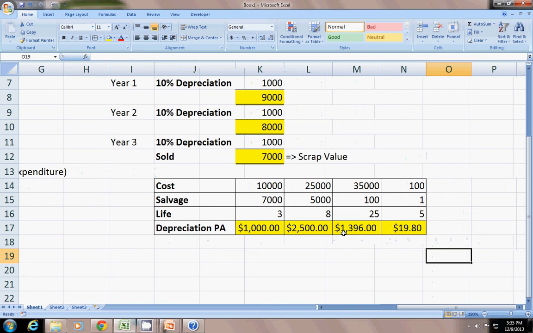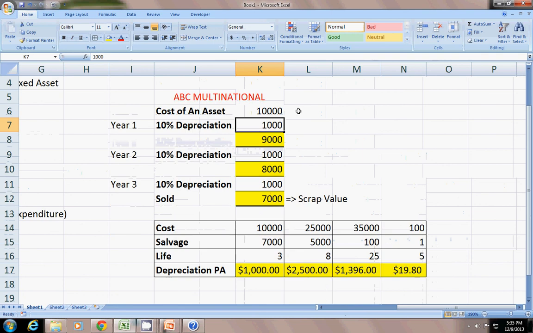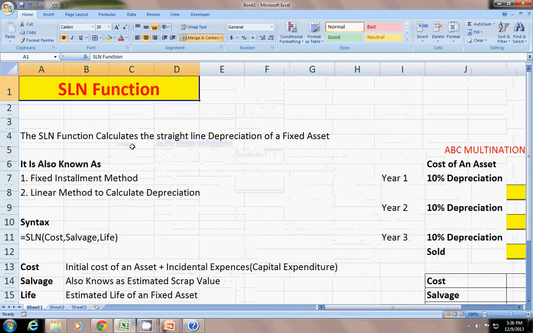19.80. It is a powerful tool. Rather than calculating this much, you can just see we can charge this much depreciation per annum. When you get the cost of an asset and then the estimated scrap value, then you can get this. So this is how you can calculate with the SLN function. It is a very powerful tool required while doing depreciation calculations, and depreciation calculation using Excel has become much more familiar and easy.